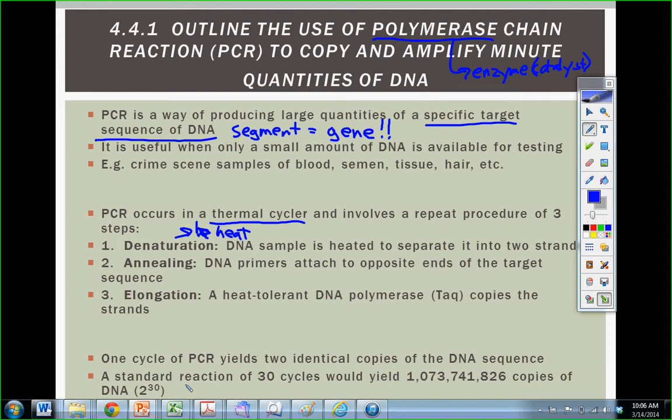All right, elongation, a heat-tolerant DNA polymerase. Taq polymerase is something you need to know. We used to use this all the time. Taq polymerase is what it's called. You can say TAQ, but if you're in the biz, it's Taq polymerase. Because when I went over this with the teachers on Wednesday, they said TAQ. I said that's Taq polymerase.